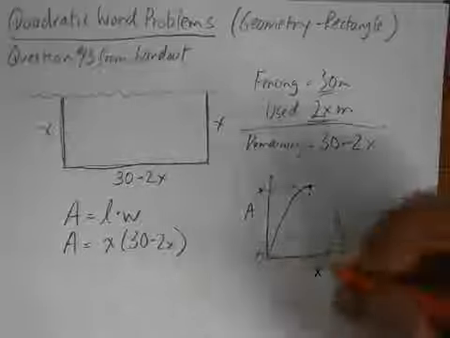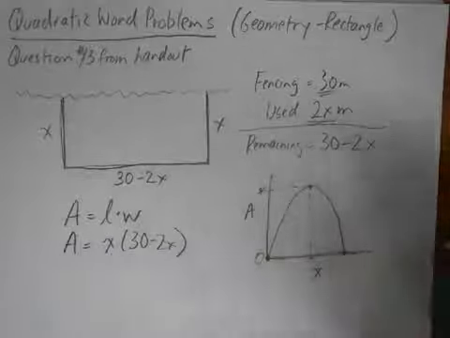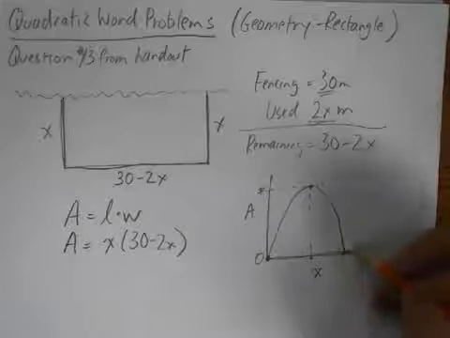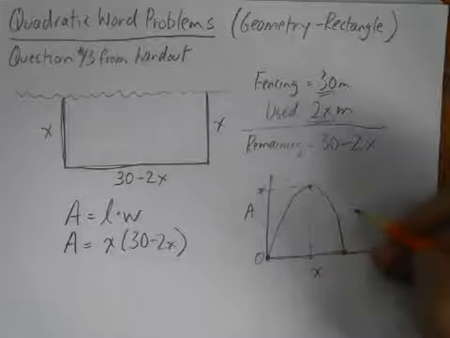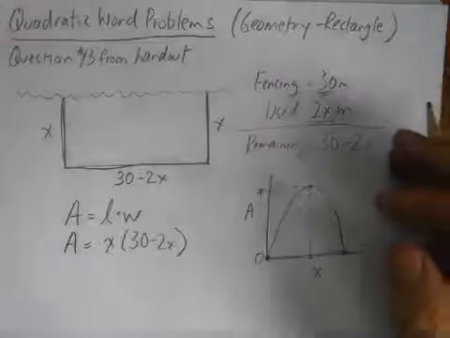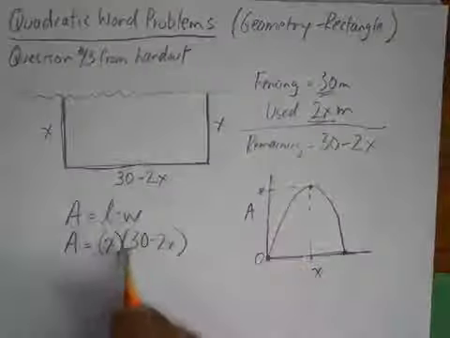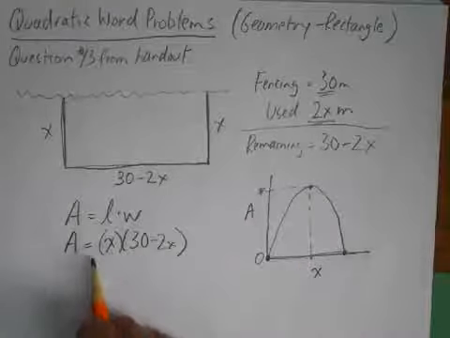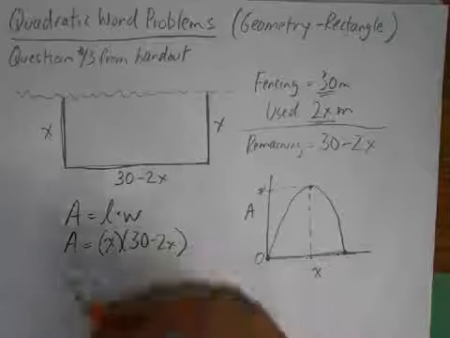Okay, so if I can find these 2 points, the 2 values of x that make this area 0, then the midway point between those will give me the value of x for the vertex. And this is totally a great place to use it, because if you look at this, this is already in factored form. So if it's in factored form, it's fairly easy to find the zeros.